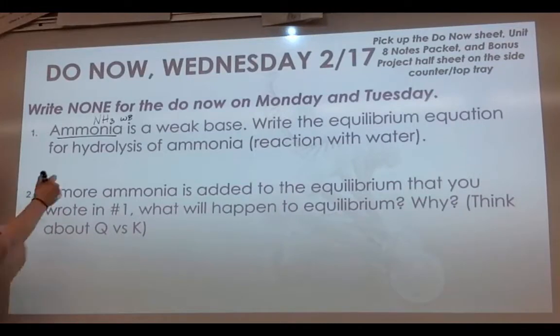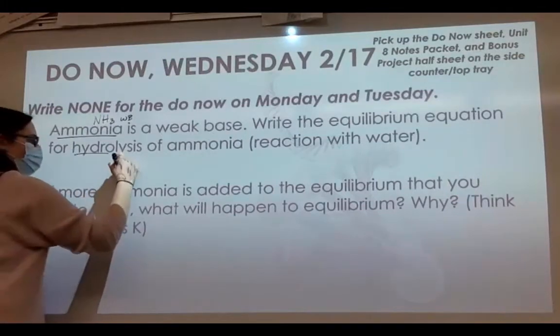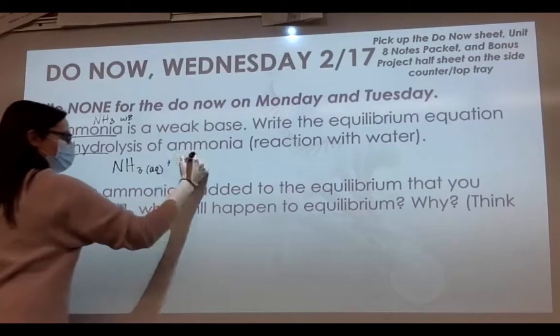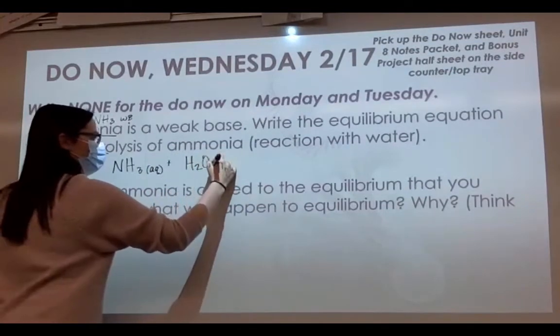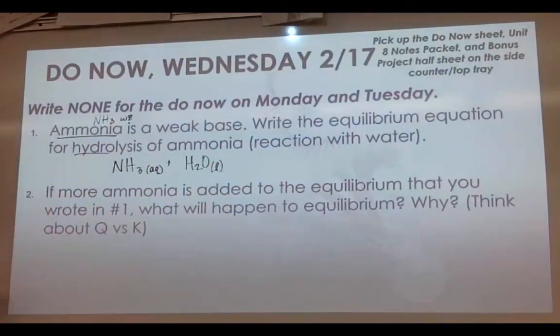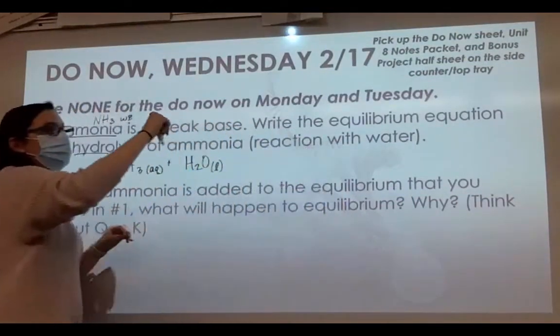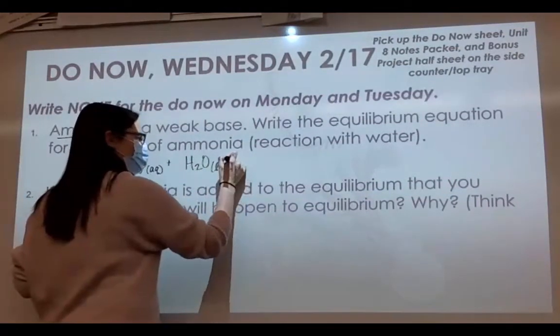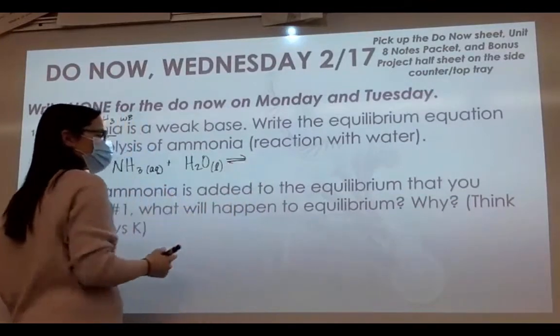And hydrolysis, so hydro is water. So hydrolysis is the reaction with water. So we're looking at NH3. Remember that acids and bases are aqueous, plus H2O, water, is a liquid. Now there's two ways that we know that it's equilibrium. One, because it says the equilibrium equation. But two, because it's a weak base. Weak acids and weak bases exist at equilibrium.